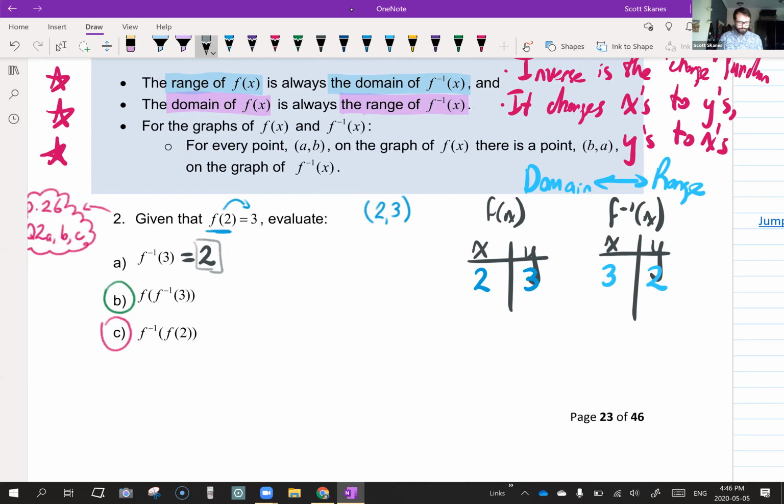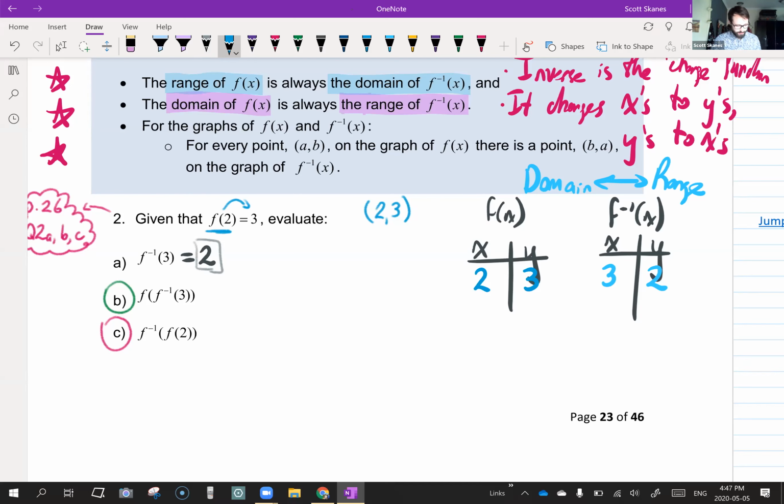So let's see here. What's the answer for B? Let's see who can figure this out. What is the answer for B? For anyone who's sleeping, boo! Are you awake? 3. 100%. Sarah wins the prize. I don't know what the prize is, but she won it.